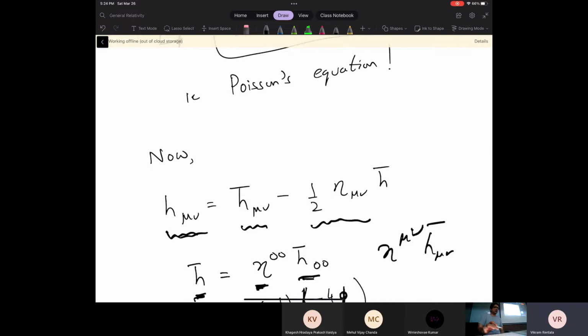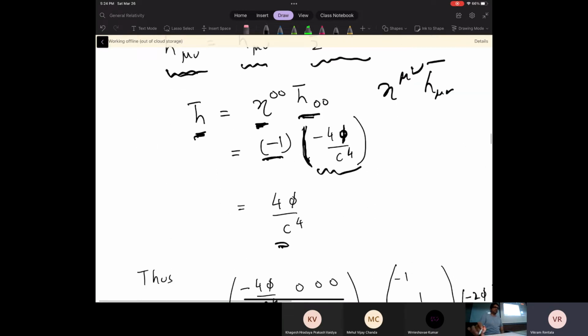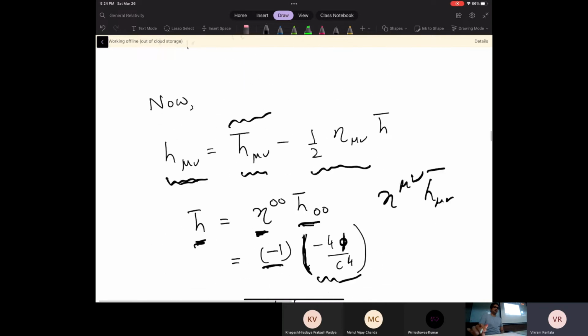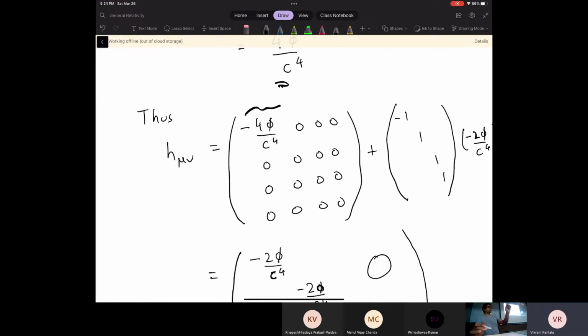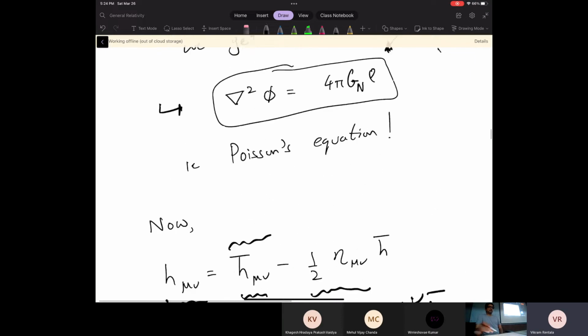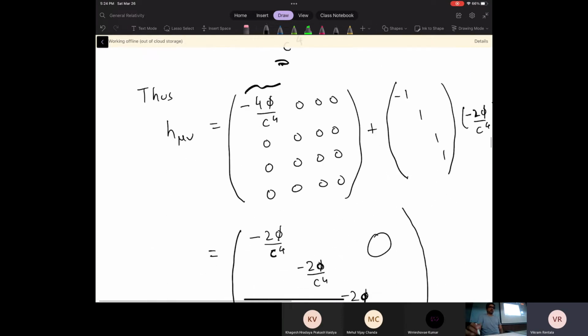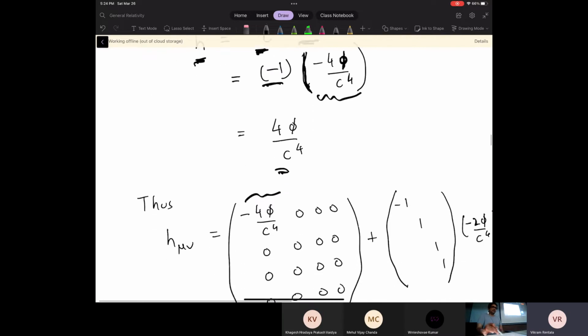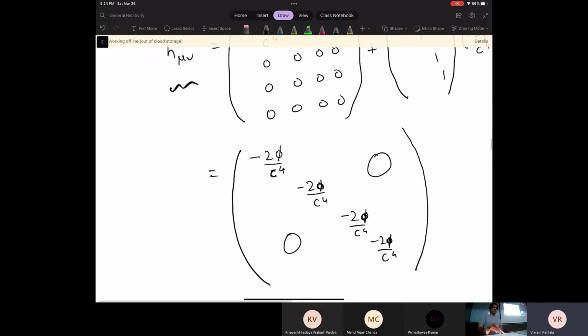And so I can write out now what h mu nu is. I can write out first h bar mu nu, which has only a non-zero 0,0 component, and then minus half eta mu nu times h bar. Minus half times this is minus 2 phi over c to the 4 times eta mu nu. So I have to add these two matrices together to get h mu nu. So h mu nu takes this form, in terms of this function phi, which we've anticipated is going to be the Newtonian gravitational potential, which is only dependent on x because we assume the sources are slowly moving.